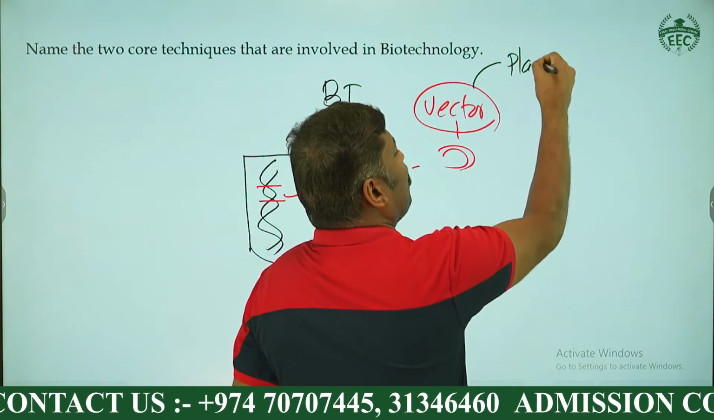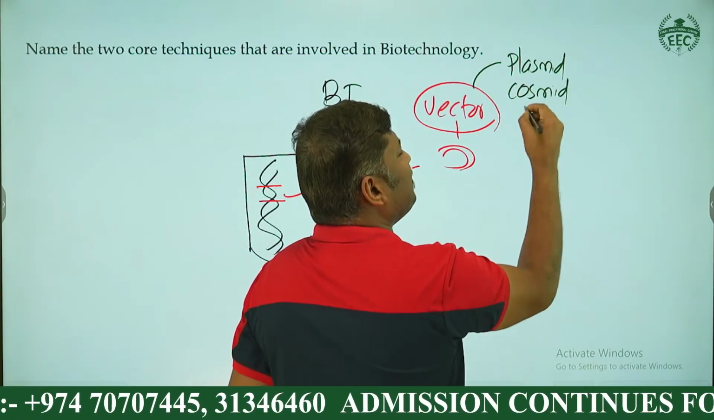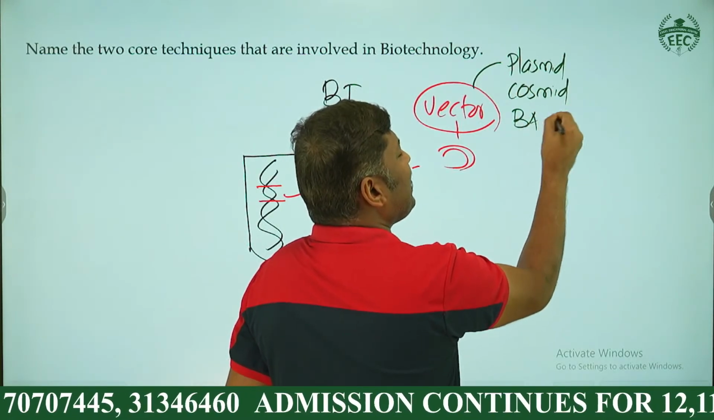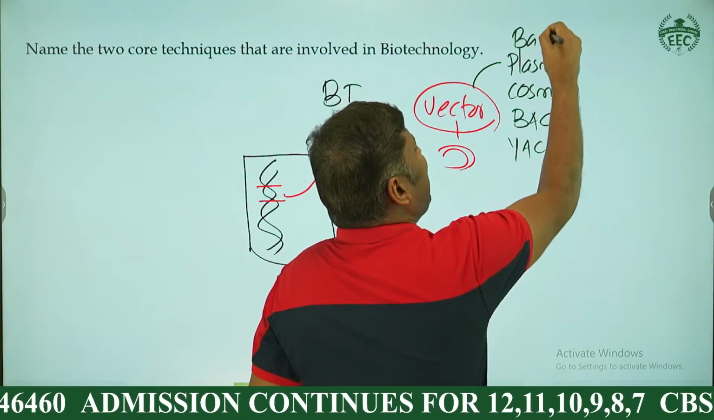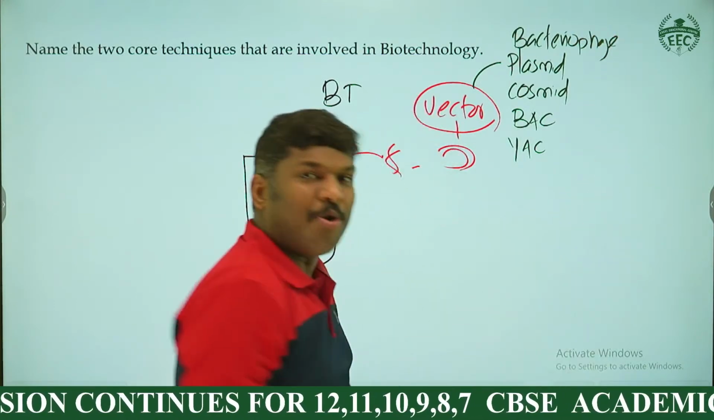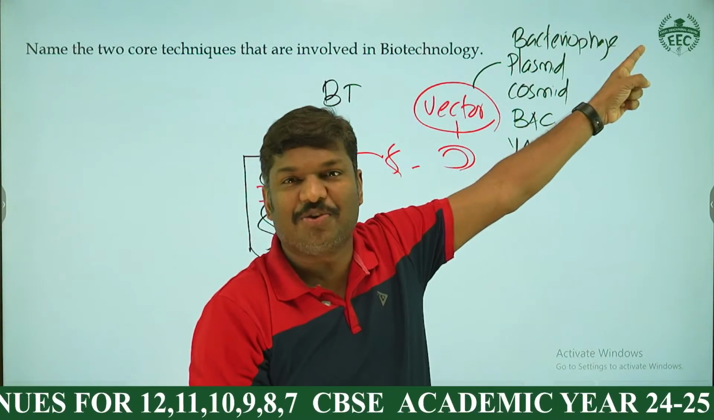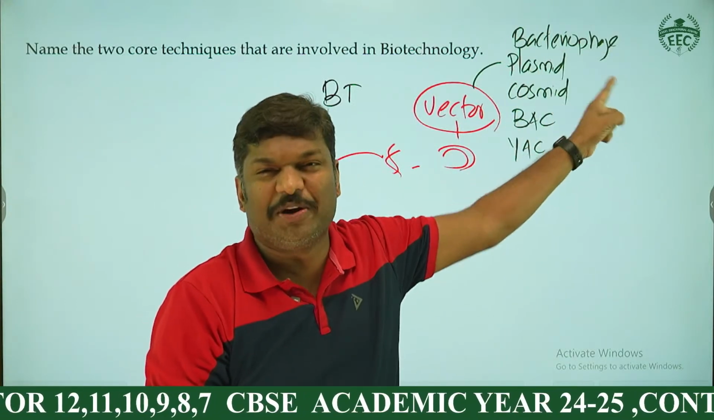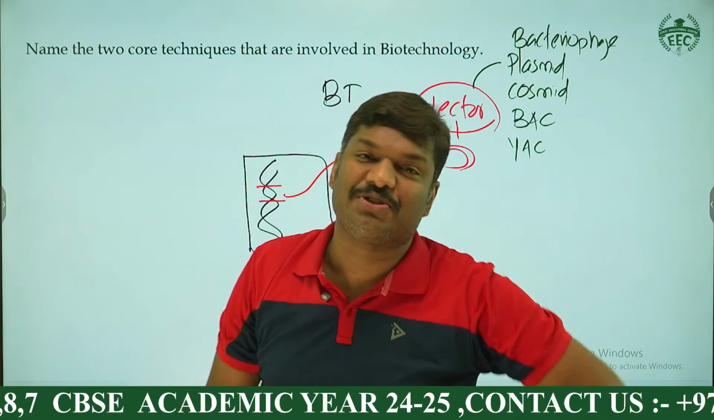One of the most common vectors you studied is plasmid, and another is called cosmid, and you can see BAC, and the other one is called what? YAC, and even bacteriophage. Bacteriophage is also a type of vector. So these are the 5 different types of vectors: bacteriophage vector, plasmid vector, cosmid vector, BAC, the bacterial artificial chromosome, and YAC, the yeast artificial chromosome.